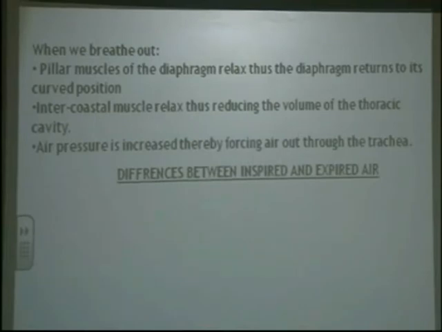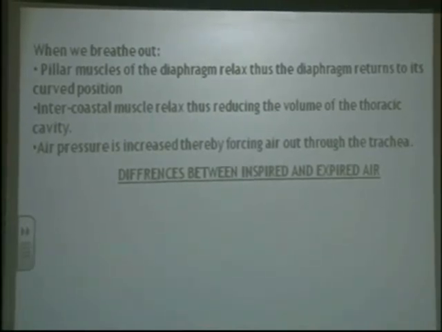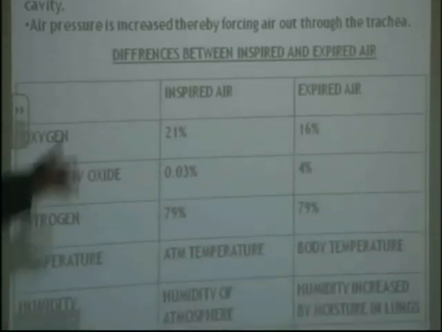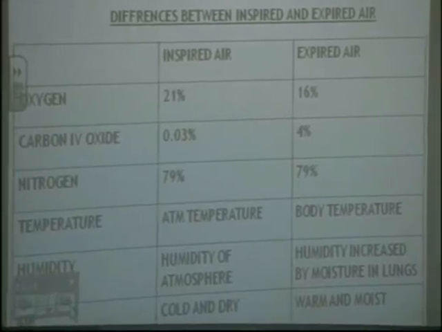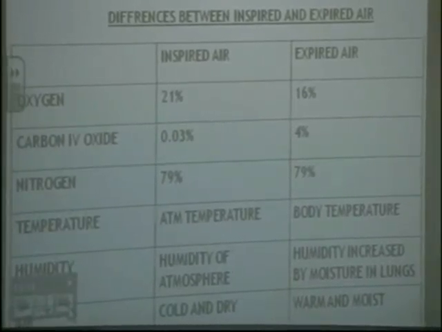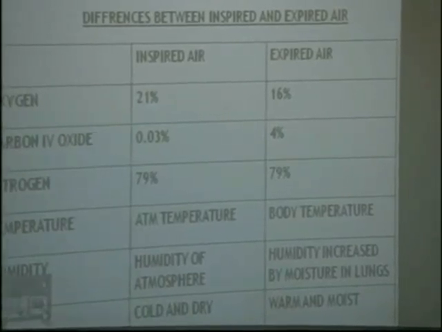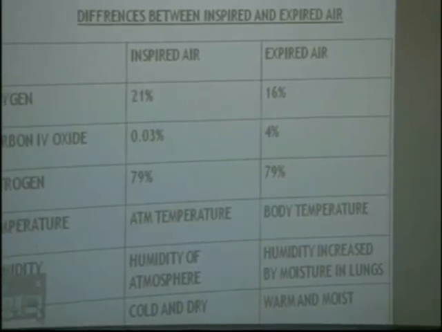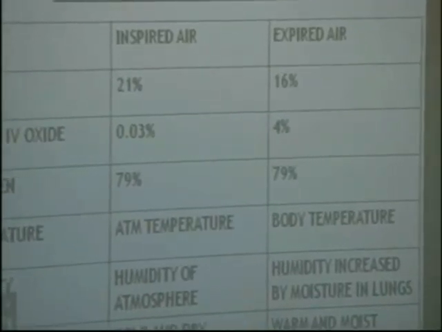Now, before we round up, let's quickly look at the differences between the expired air and inspired air. That is, the air we breathe in and the air we breathe out. If you look at this table, it will show you the picture of what is happening. When you breathe in, you breathe in about 21% oxygen. And when you breathe out, about 16% of oxygen. The same with carbon dioxide: you breathe in about 0.03%, but the amount that goes out is about 4%. Nitrogen is stable, the same amount you breathe in is what you breathe out.